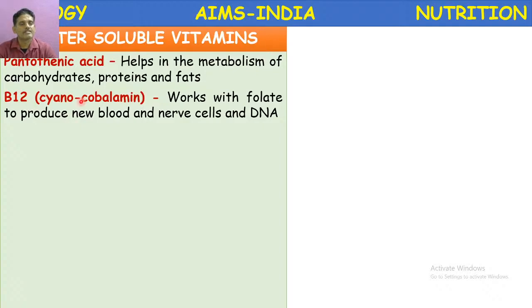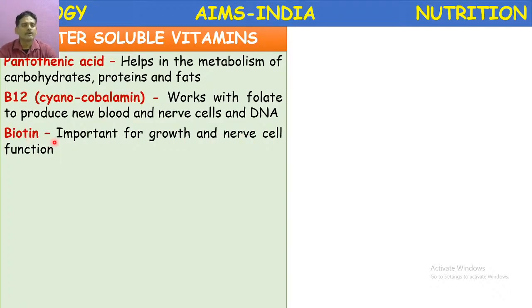Vitamin B12, cyanocobalamin. It is a B complex vitamin. It works with folate to form new blood and new nerve cells and also the synthesis of DNA. Very important vitamin, vitamin B12. It works with folate, meaning folic acid, to produce new RBC and neurons and also DNA.